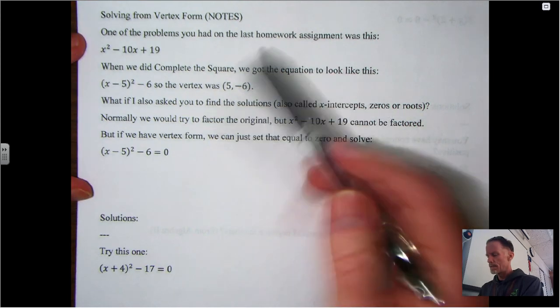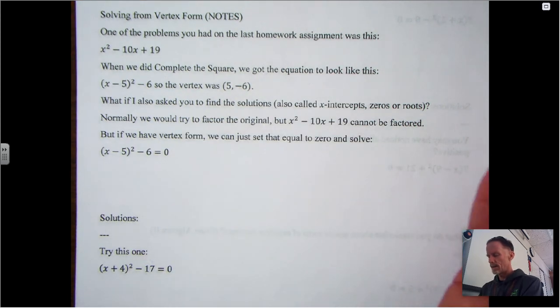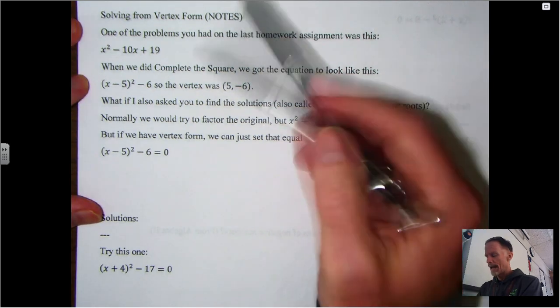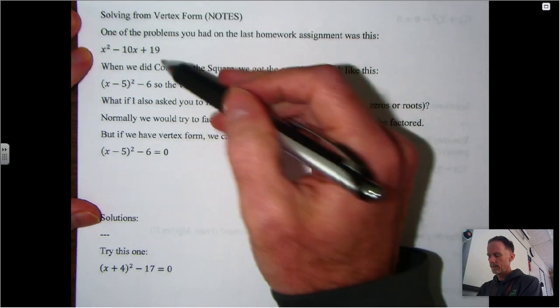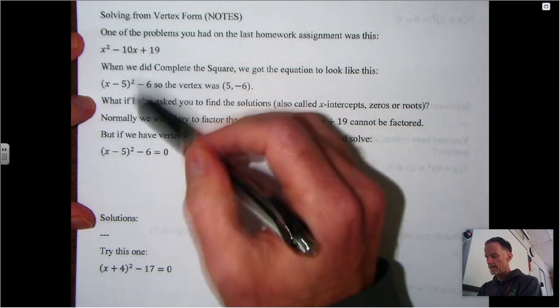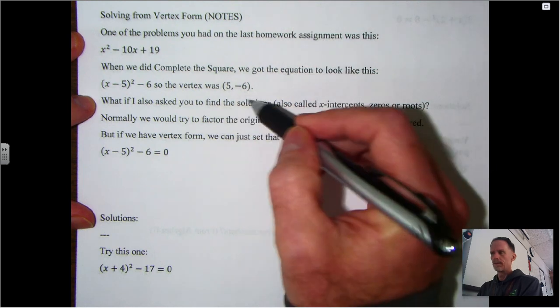So the past couple of days we've been doing this complete the square thing, right? To find the vertex of a quadratic algebraically. And one of the problems we had on that last assignment was like this, right? So we did complete the square. We got it to be x minus 5 quantity squared minus 6. So we found the vertex.